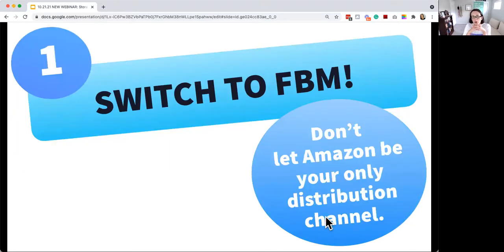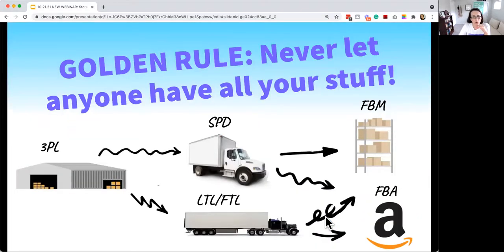Don't let Amazon be your only distribution center. This goes back to the golden rule: never let anyone have all your stuff. So you want to have your own FBM fulfillment. You want to make sure that you're able to fulfill those sales, whether Amazon checks your stuff in or not.